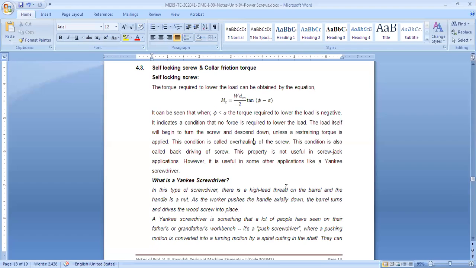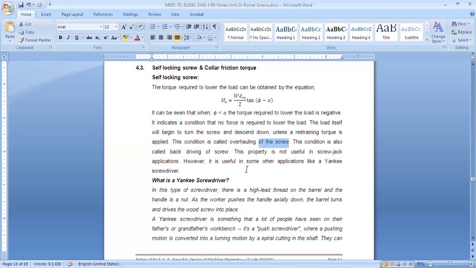Still, it will come down, or the torque will be negative. That means your screw will come down without putting in effort. This concept is called overhauling of the screw. Okay, this is the opposite of self-locking. It is called overhauling.